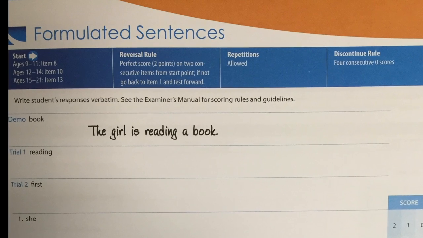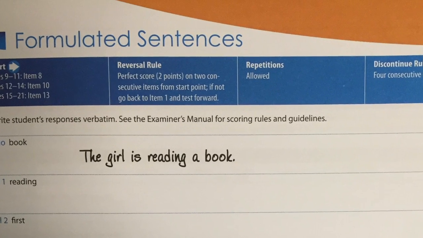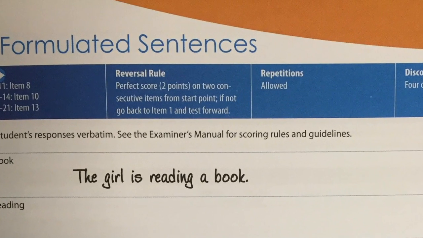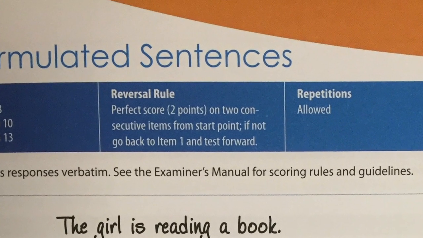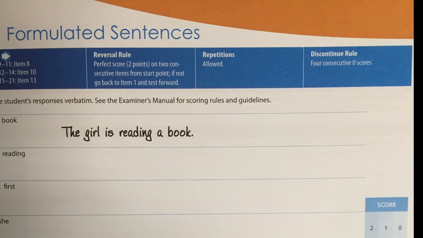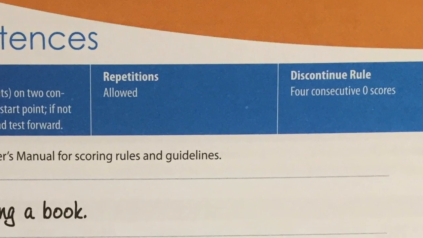The clinician must begin the test at the question that indicates the client's age range. If the client does not get the first 2 consecutive answers correct, the clinician must move back to the previous age range. For each subtest, the clinician must stop when the client gets 4 consecutive 0 scores.